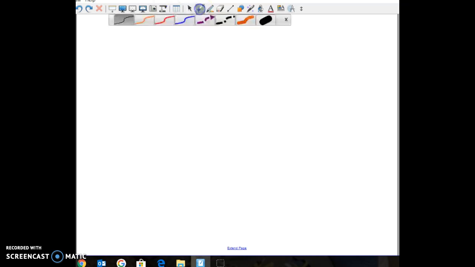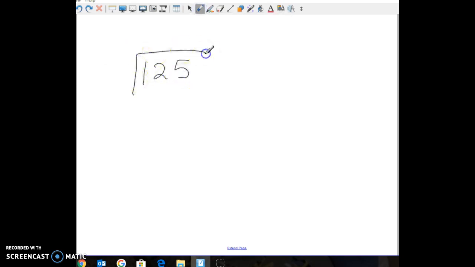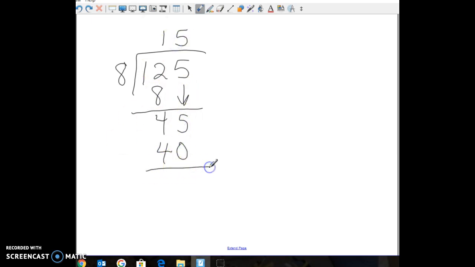So we're going to divide 125 divided by 8. There is 1 8 in 12. 12 minus 8 is 4. Bring down your 5. There are 5 8s in 45, which is 40. Now it told us to write our remainder as a fraction. So 15 and 5/8 is your answer there.